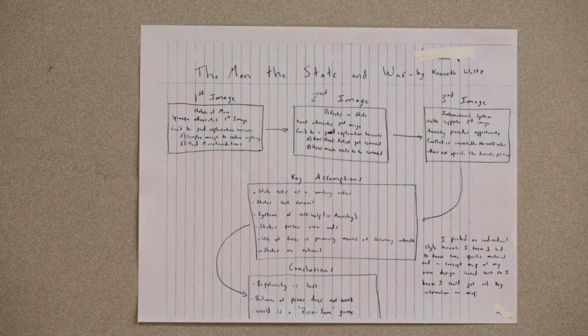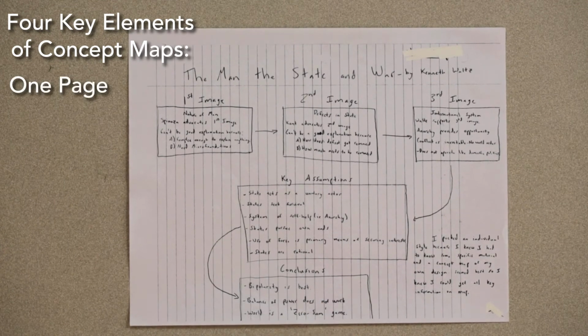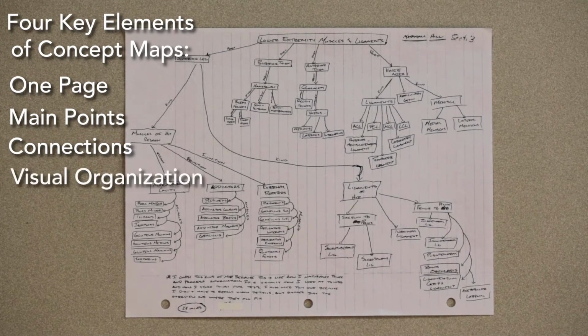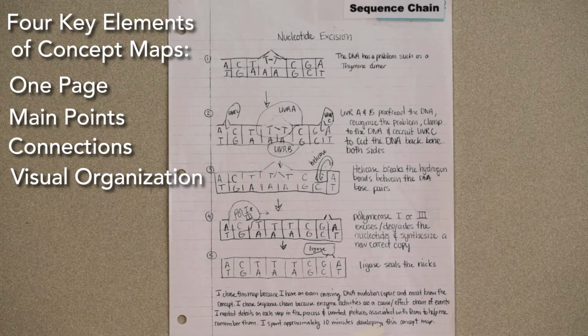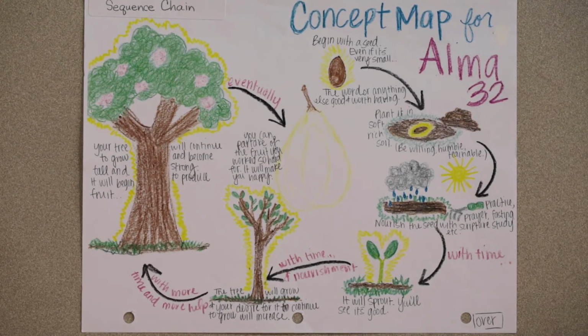Notice that each concept map has 4 elements. It fits on a single page, draws attention to the main points, key concepts, and the most important ideas, connects the parts to the whole, and organizes key ideas visually, making it easy to identify the most important details and how they relate to each other.